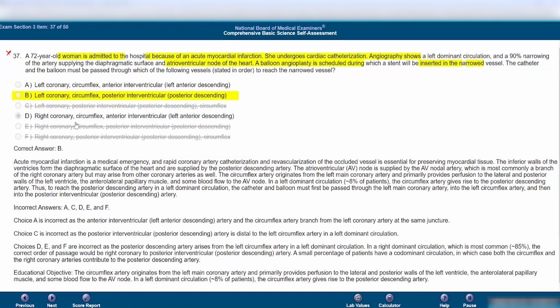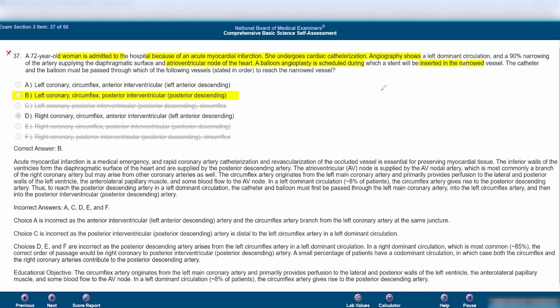I think you had to start out knowing that the AV node is obviously going to be supplied by the right coronary artery. But it says angiography shows a left dominant circulation, which is actually uncommon, right? That's the uncommon one. And then 90% of the artery supplying the diaphragmatic surface and the AV node of the heart. So take a look here.